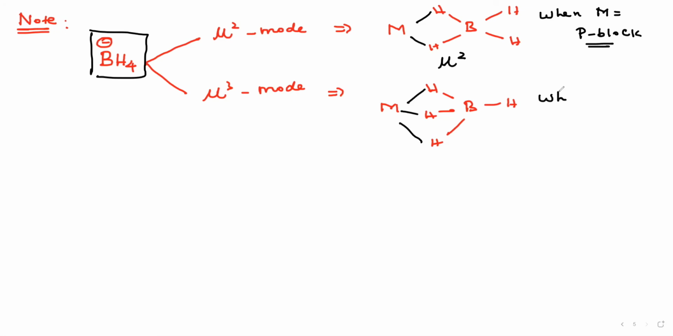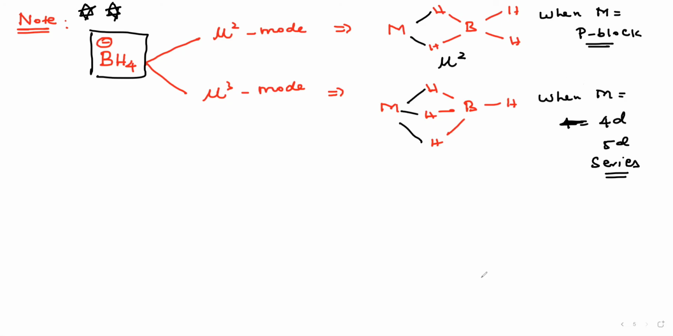When the metal belongs to the 4d and 5d series, listen, they form the mu3 bridge. Understand? Very, very important. Put a star on this point. Based on this one, I'm going to discuss the three examples. Okay. BH4 minus has two possible modes. One is mu2 mode, one is mu3 mode. When is the mu2 mode possible? The metal is P block element. When is the mu3 mode possible? The metal belongs to the 4d and 5d series. Okay.